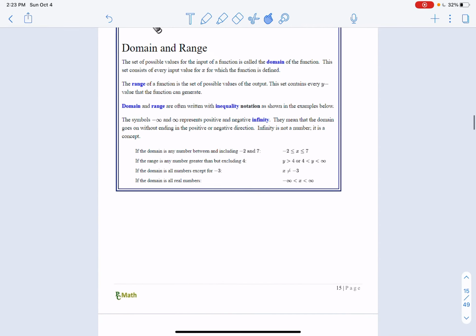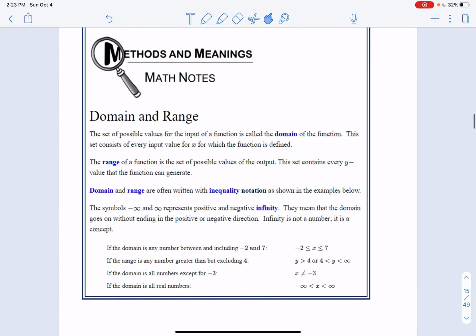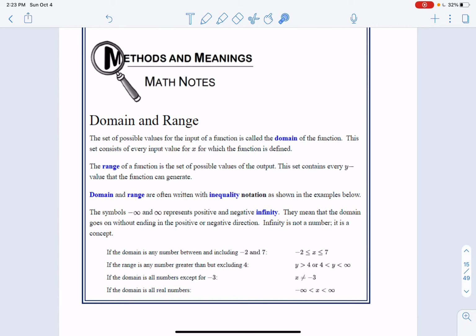On this page, this is on page 15, it just wants us to read. So it says the domain and range is the set of possible values for the input of a function, so that's the domain. And this set consists of every input value of x for which the function is defined. The range of a function is the set of possible values of the output. This set contains every y value that function can generate. So domain and range are often written with an inequality notation as shown in the examples below.